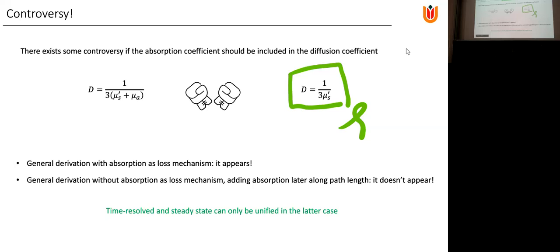Because it makes it more logical to unify the time result in steady state. So in books, in textbooks, you may encounter that definition of the diffusion coefficient. I'm using this.